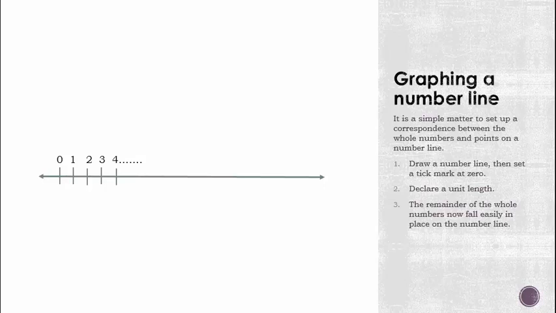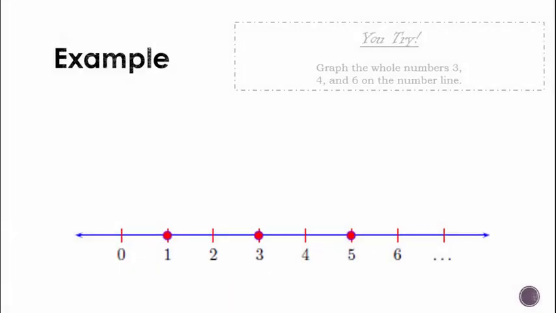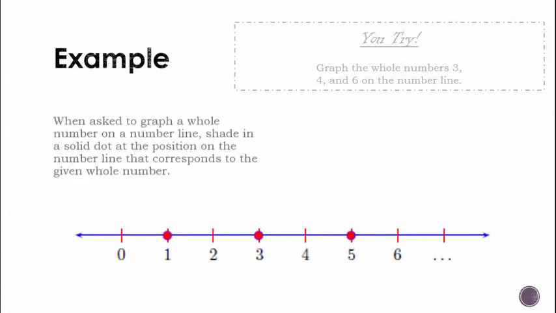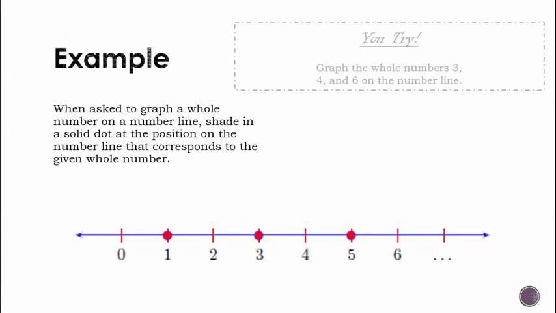Consecutively, I have 0, then the next tick mark I have 1, and then 2, and then 3, and then 4, and so on. So an example: when asked to graph a whole number on a number line, shade in a solid dot at the position on the number line that corresponds to the given whole number. I'm asked to graph 1, 3, and 5 on my number line. So on the ticks 1, 3, and 5, I'm going to put a circle and color them in.